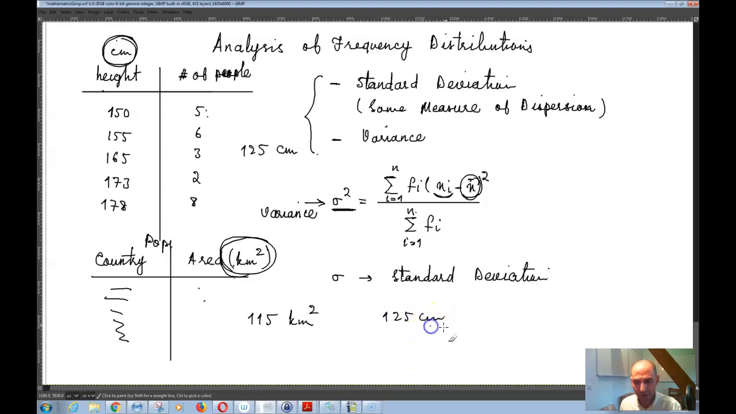Now this is a unit of length, and this is a unit of area. So area and length, you cannot compare them together.